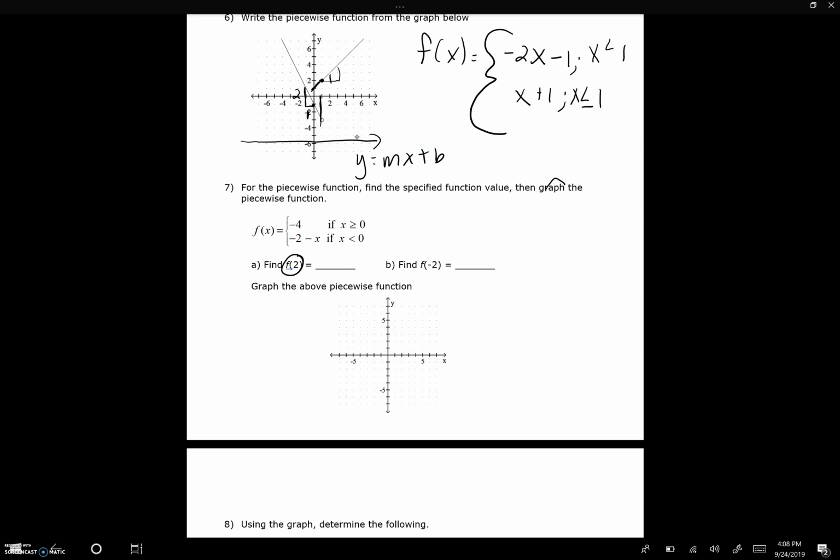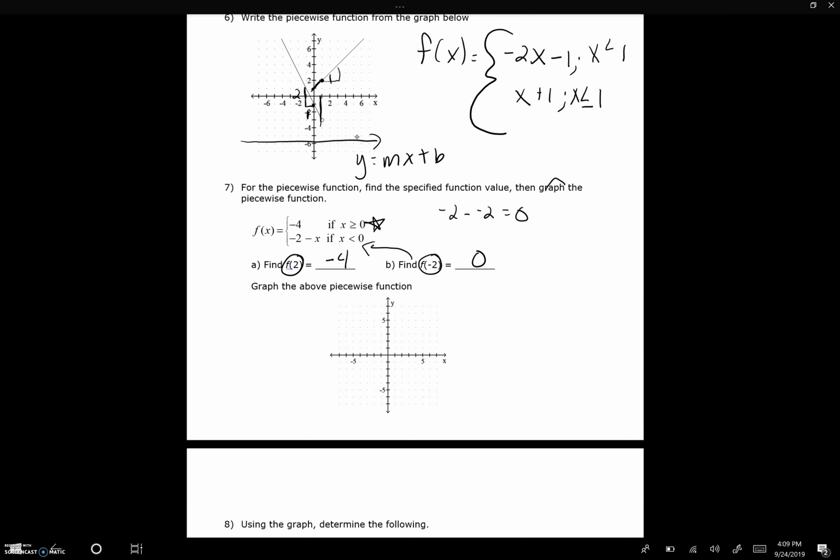So f of 2 is this first one, where x is greater than or equal to 0, and that means it's just -4. Any number, if x is greater than or equal to 0, is going to be -4. For f of -2, x is less than 0. So then we're going to have to put it into the function. So it's going to be -2 minus -2, which is just going to be 0. Double check my mental math.